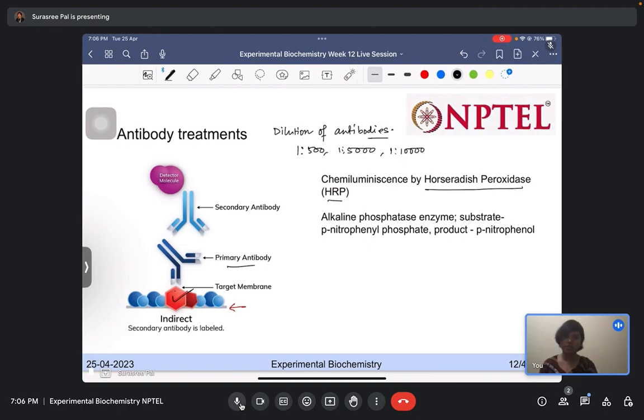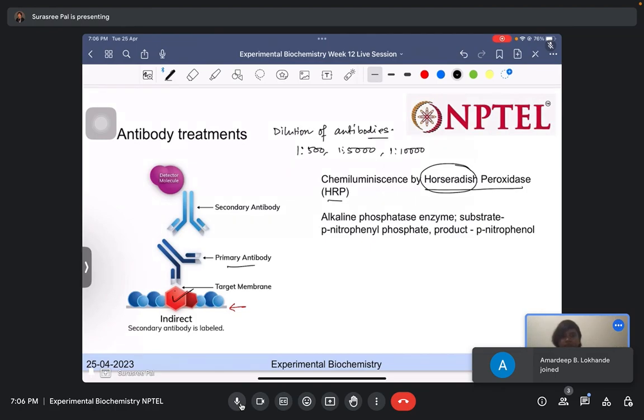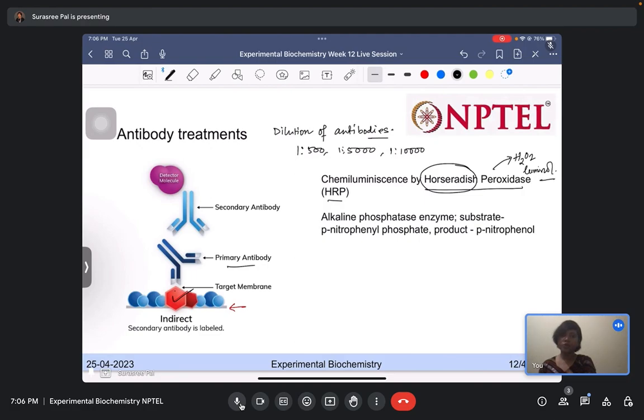Horseradish peroxidase is a peroxidase which is extracted from the horseradish plant. It's not a horse, it is a radish plant from where this HRP enzyme is extracted. It gives a chemiluminescent signal. The substrate of horseradish peroxidase is H2O2 and luminol.